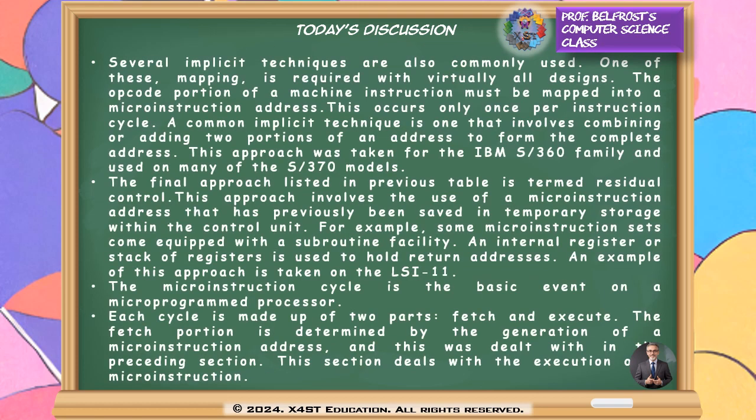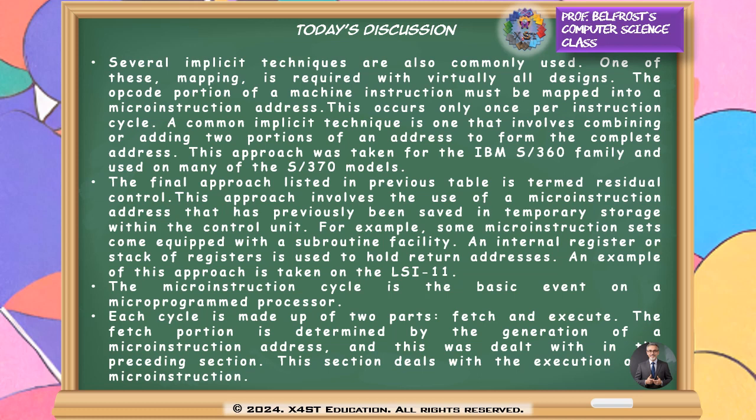Now, implicit techniques. One of these is mapping, which is required with virtually all designs: the opcode portion of the machine instruction must be mapped into a microinstruction address. This occurs only once per instruction. Another common implicit technique involves combining or adding two portions of an address to form the complete address. The final approach listed in the previous table is termed residual control, which involves the use of a microinstruction address that has previously been saved in temporary storage within the control unit.